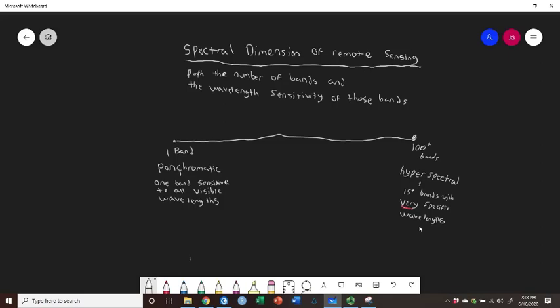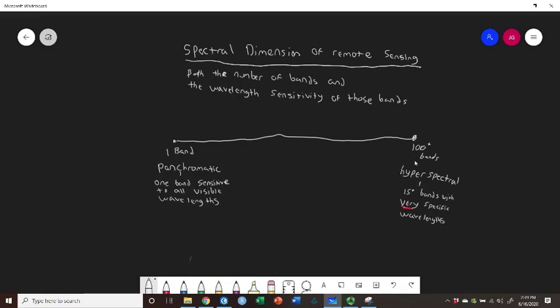Well, if we have panchromatic, if our image has one band that's panchromatic, it's taking in information from all the wavelengths in the visible spectrum. So it would go all the way from blue all the way to red, taking all that energy in. Over here on the other side of that, we have hyperspectral. We have 15 or more.